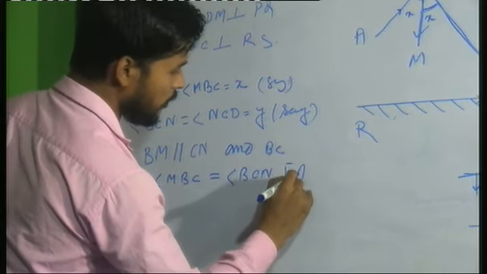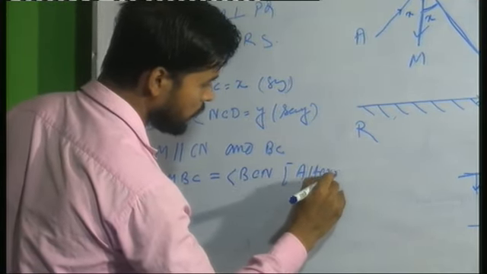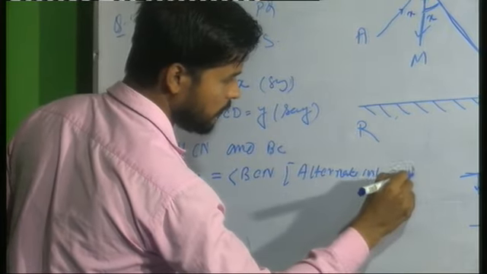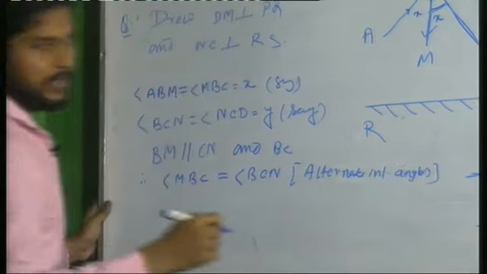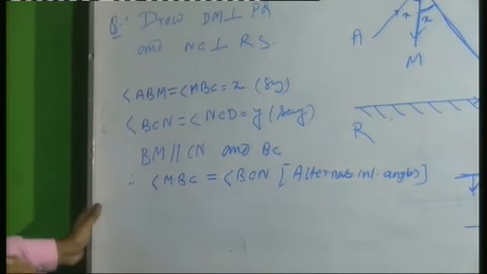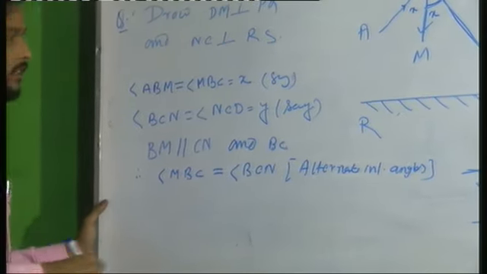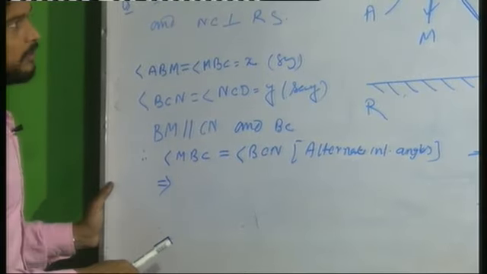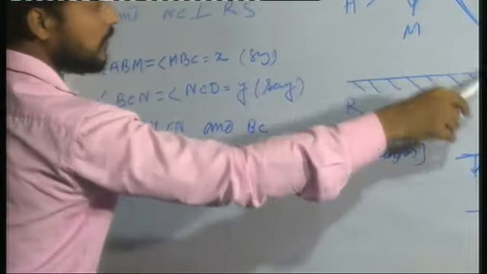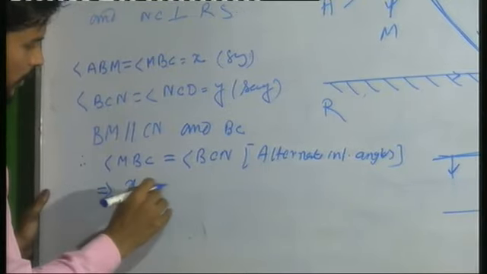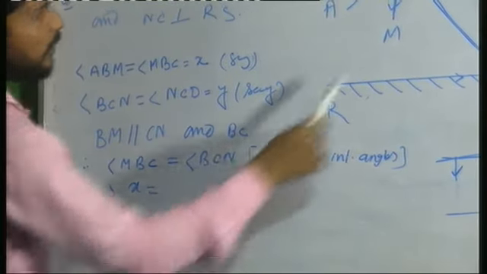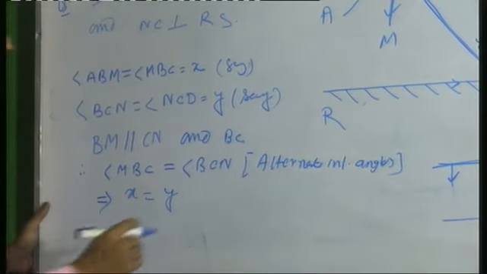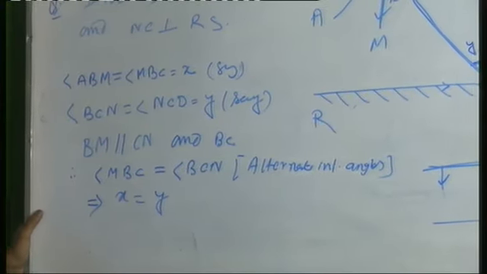Why? Because they are alternate interior angles, and we know that in the case of parallel lines the alternate interior angles are equal. So the value of MBC, which is x, is equal to BCN, whose value is y. So x is equal to y.